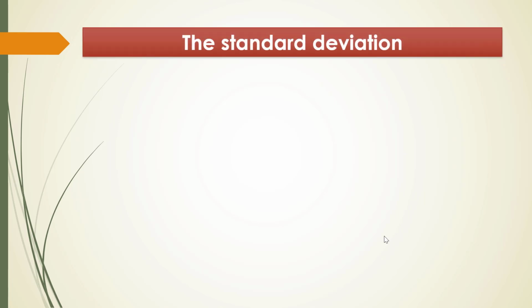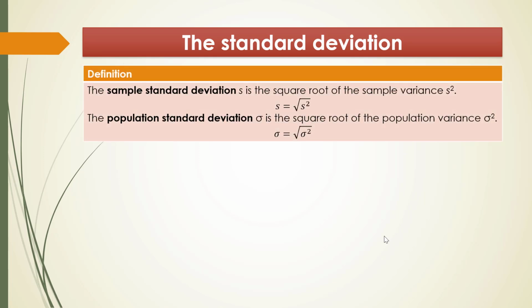Next, standard deviation. The standard deviation is basically just the square root of variance. The sample standard deviation, s, is the square root of the sample variance, s squared. And the population standard deviation, sigma, is the square root of the population variance, sigma squared. So to find standard deviation, first we have to find the variance and then take the square root. No matter if it is population or sample, we just take the square root of the variance.